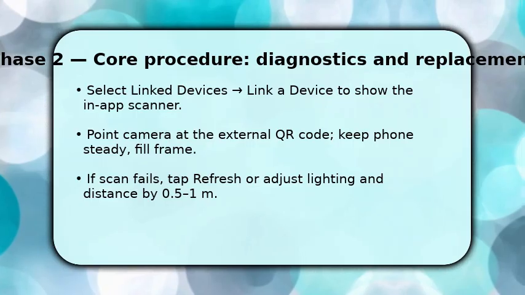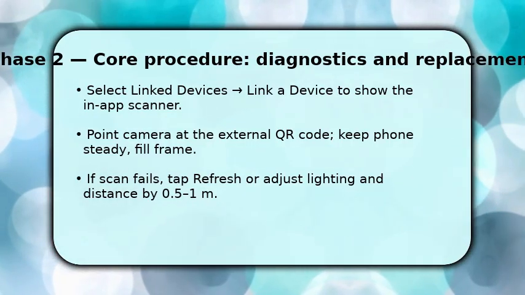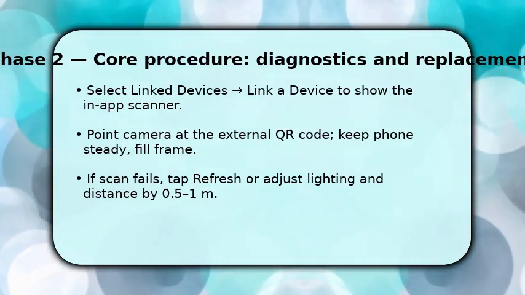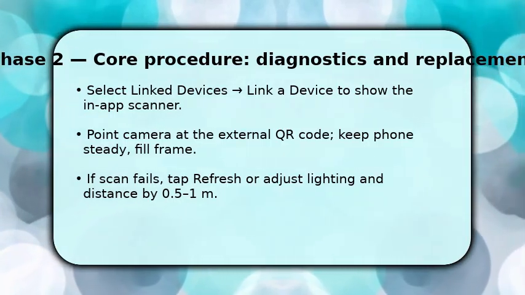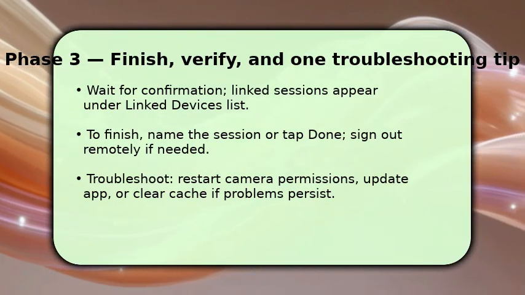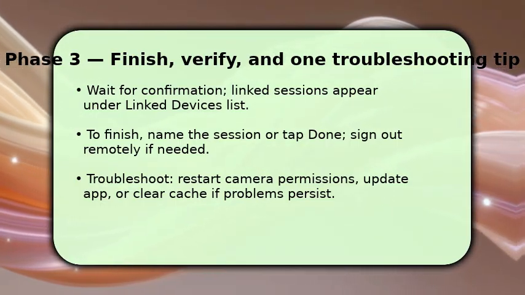If it does not read, change angle, increase light, or tap refresh to reload the code. This step links accounts or confirms identity, which is why a clear, stable image matters. Once the scanner accepts the code, WhatsApp will display a confirmation and add the device under linked devices. You can name the session or tap Done to finish.